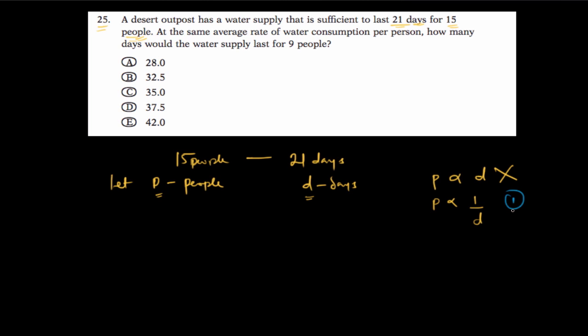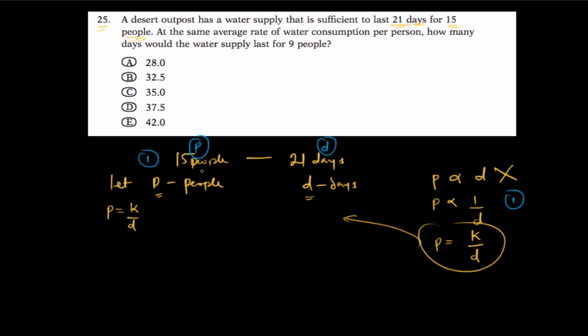You want to first establish a relationship. Now, after you have established a relationship, you change it to an equality sign. So when you change this to an equality sign, you have P equals K divided by D. Now, from the very first information we are given, when P is 15, then D is 21. That is the days, and this is for the people here. So when P equals 15, the number of days is 21. I'm going to use this information to find the constant of proportionality.